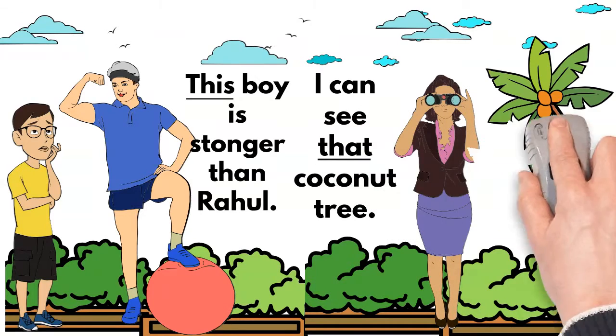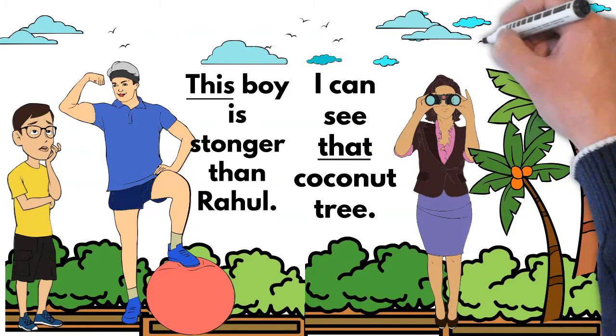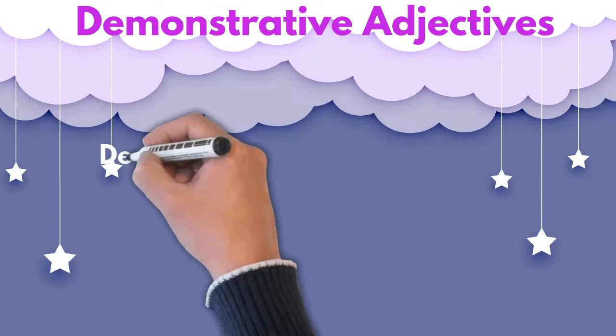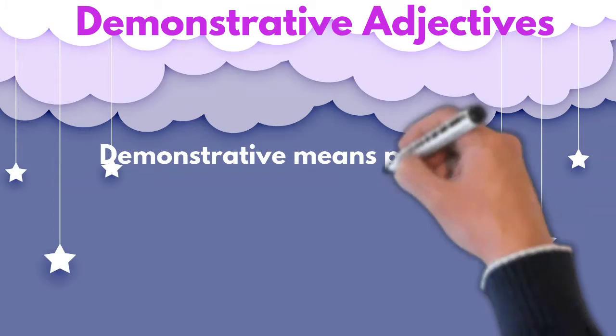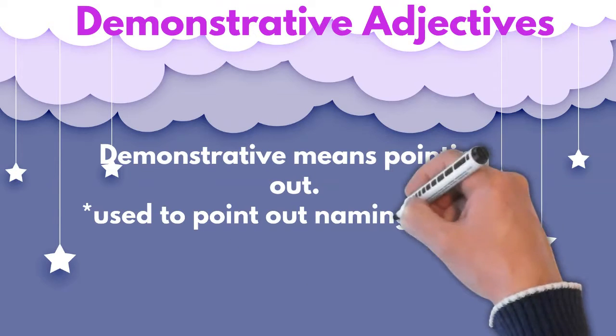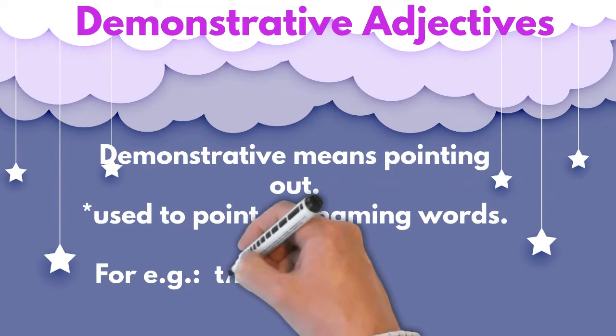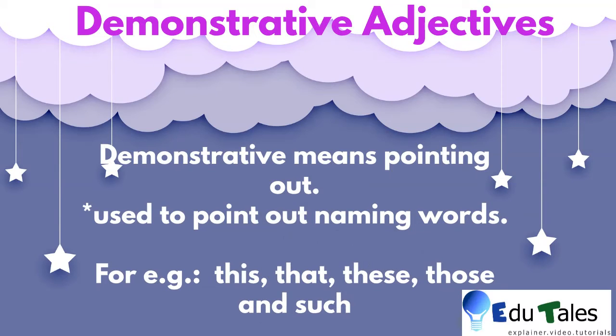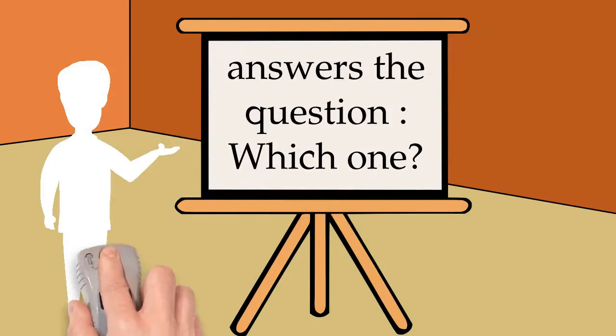The words this and that are adjectives since they describe boy and tree respectively. Demonstrative means pointing out. A demonstrative adjective is an adjective that is used to point out naming words. Examples: this, that, these, those, and such. It answers the question, which one?